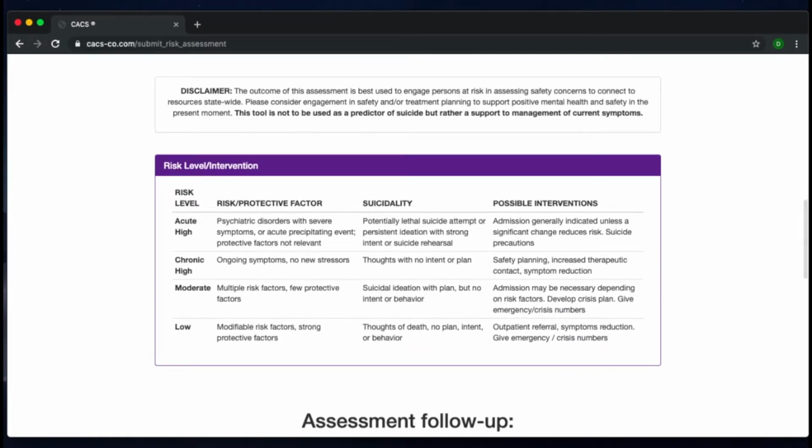In this purple box is the traditional way that we respond to suicide from the mental health community. So high risk would be things like hospitalization, higher level of care. We have moderate risk, and then low risk would be things like the crisis numbers, outpatient referrals, and so on.